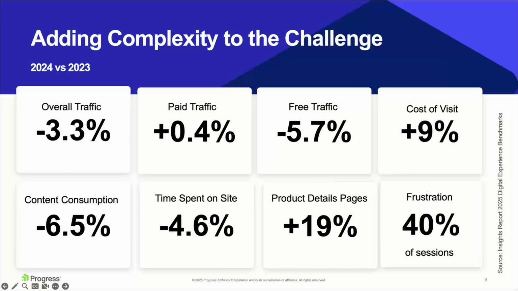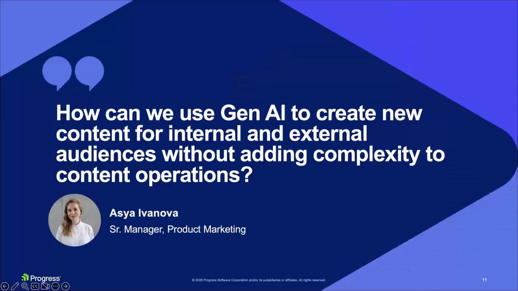Which again brings us to the point of how we can improve those KPIs, those metrics, how we can turn the trend around, and whether we can use AI for this. This is a question from Asya, our senior manager of product marketing. Many of you already know her.